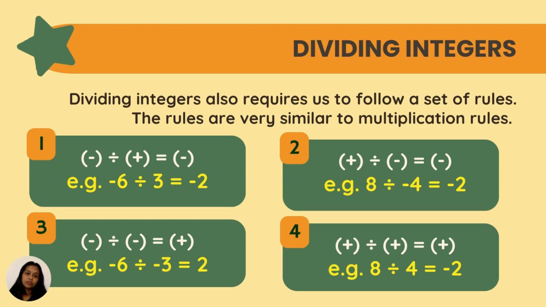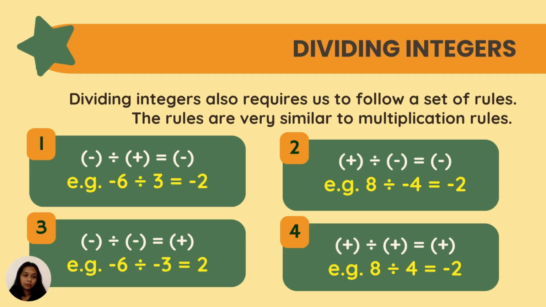So let's move on to dividing. Dividing of integers is very similar to the set of rules that we had for multiplication. If you look at the first one, you've got a negative divided by a positive gives you a negative. Very similar to the multiplication we had. Then look at number 2. Your positive divided by a negative gives you a negative. So same principle as the multiplication.